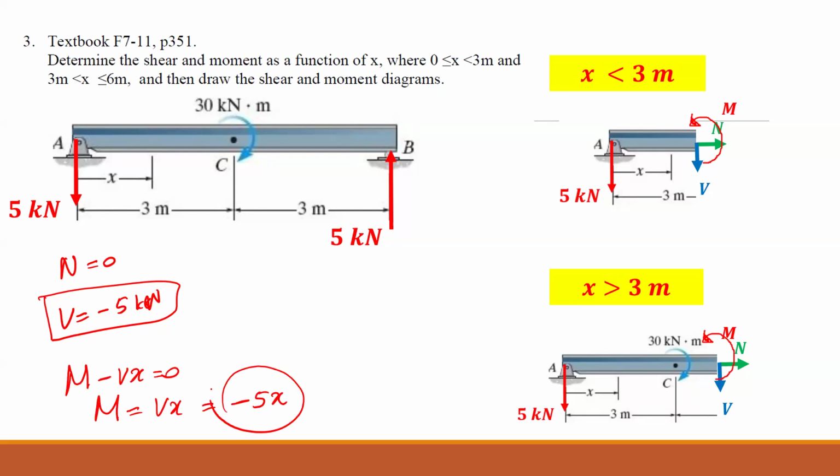Yeah, I got that. Good. Now the next part. So the next part, N is 0, V is negative 5 kilonewtons. Do you get the same?